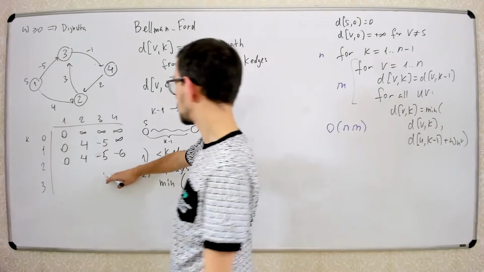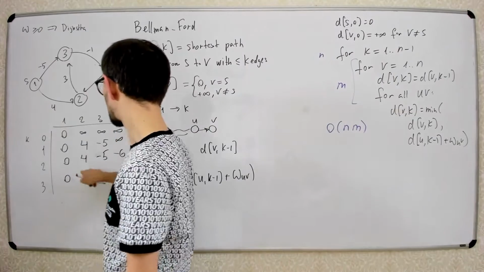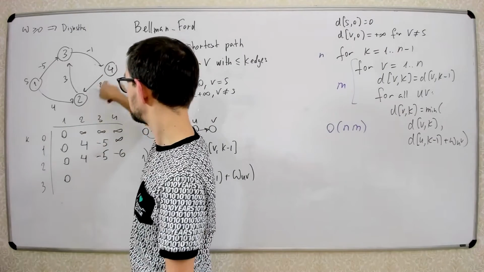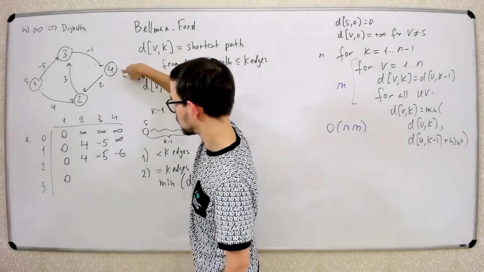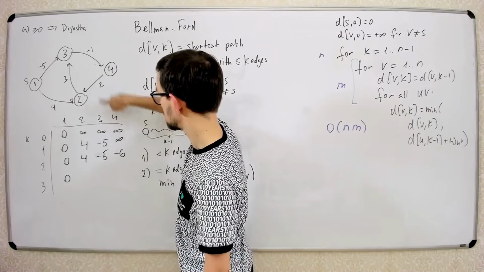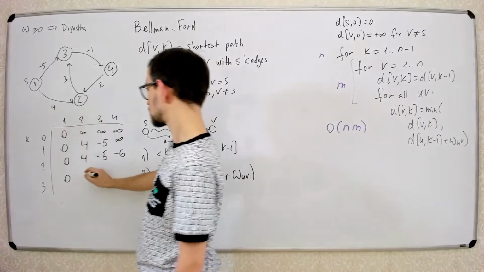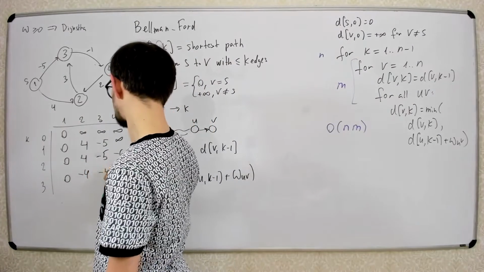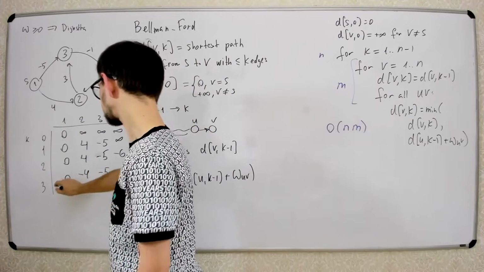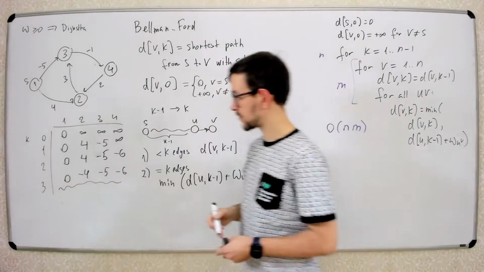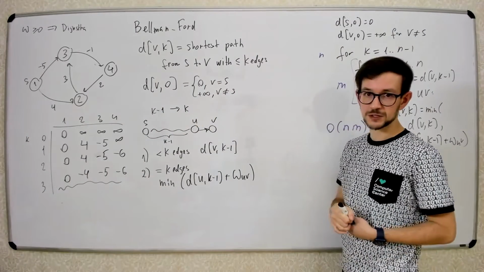And finally, when k equal to 3, we have 0 here. For vertex 2, now we have this edge going from node 4. It will be minus 6 plus 2, so it will be minus 4. Minus 4 is less than 4, so it will be minus 4 here, minus 5 here, and minus 6 here. And that's the final answer. So these are the distances to all the nodes.